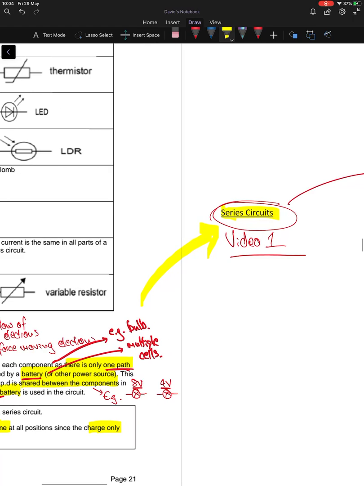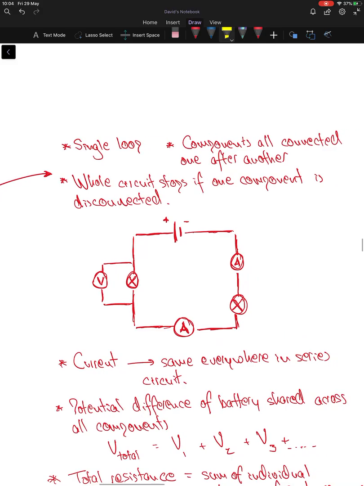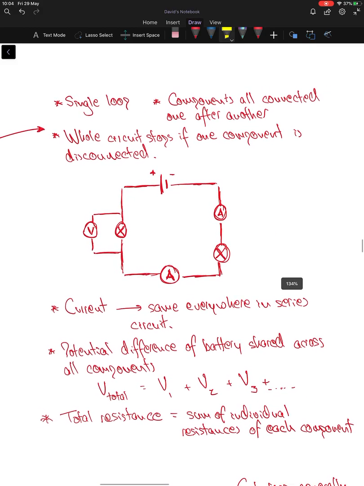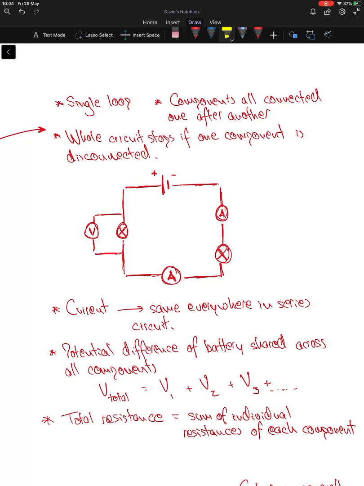Right, if you've done that, you'll have unpaused the video now, and as you'll see, just to summarise those key points that we have looked at in a previous lesson about a series circuit. They are a single loop. They only have one loop. Components are all connected one after another. And the disadvantage of them is the whole circuit stops if just one component is disconnected. So for example, let's say we got rid of that light bulb. The whole circuit would stop and it wouldn't carry electrical charge because there would be a gap across which current wouldn't be able to flow.